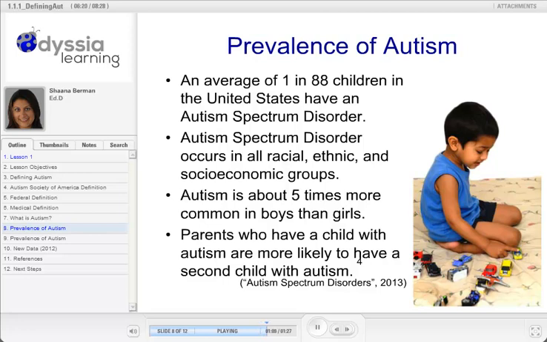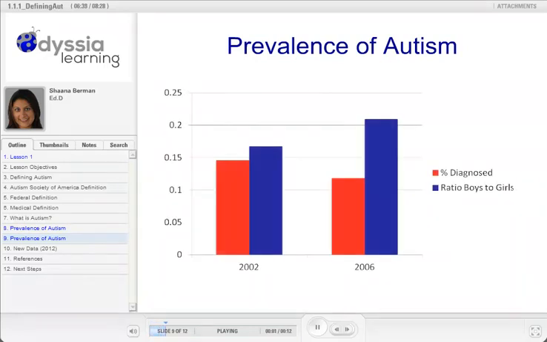The fact that autism occurs 5 times more often in boys than in girls suggests a genetic component. Further support for the notion that the disorder is hereditary lies in research showing that parents who have one child with autism are more likely to have a second child diagnosed with the disorder. This graph is representative of data collected in 2012 by the Centers for Disease Control and Prevention. The visual makes it easy to see how prevalence of autism has changed over the years.